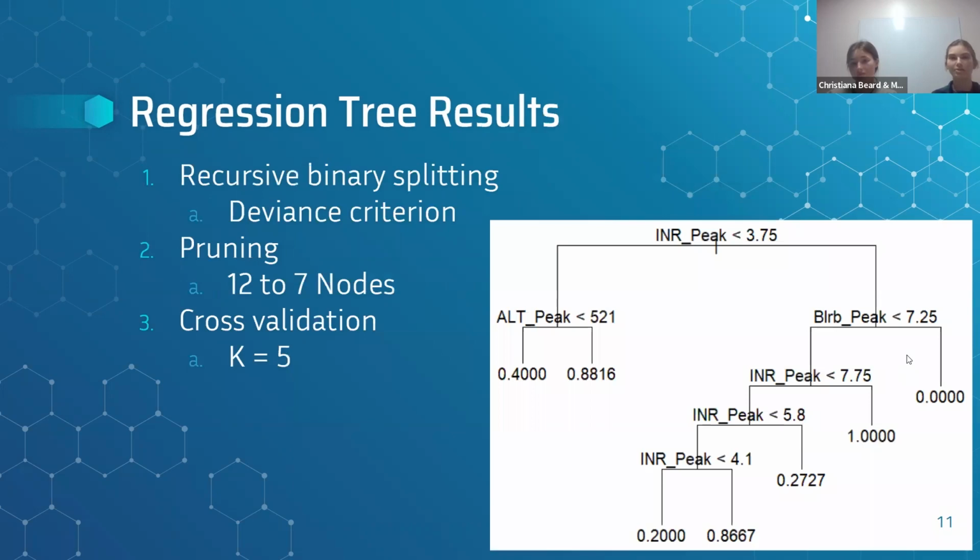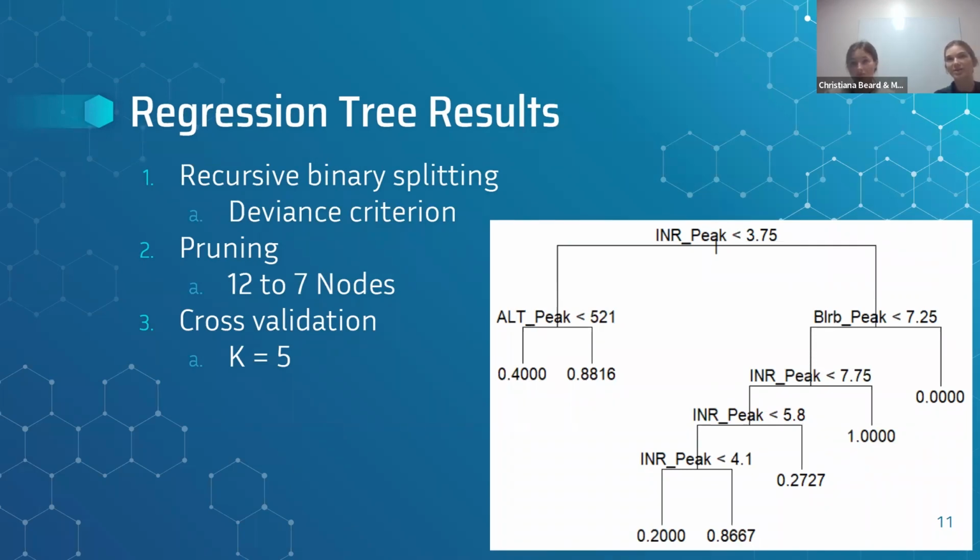Okay, so here we have some of the results of our method. The first thing we did was specify the deviance criterion for recursive binary splitting. The second step, we made sure to prune back some of our nodes, and we went from 12 to 7 nodes and specified a cross-validation set of 5.